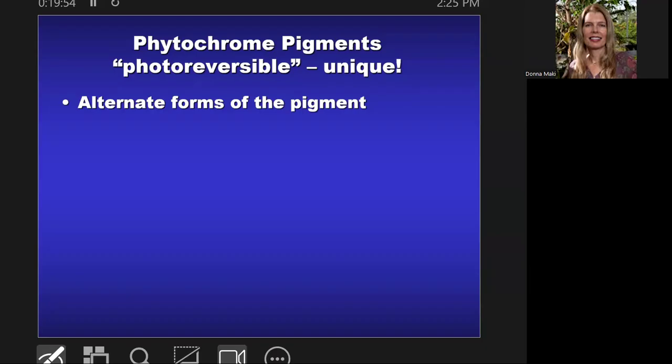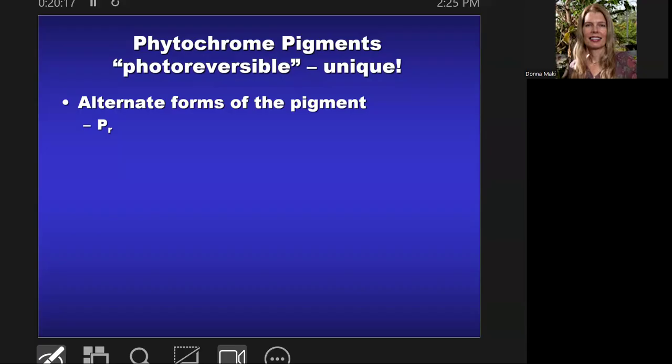It's not like they know everything on this, but they see that it can toggle back and forth into these different shapes based on if it's getting red light or far red light. And, okay, I'm going to slow down on this because, at least the first time I learned it, it's kind of mind bending. So let's go through this carefully.